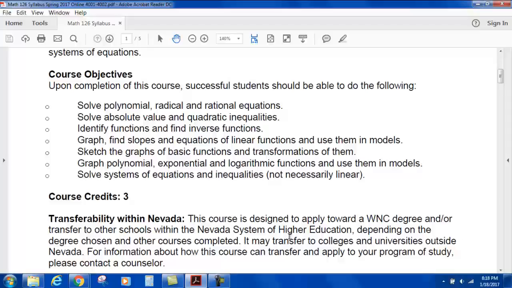Upon completion of this course, successful students should be able to do the following: solve polynomial, radical, and rational equations, solve absolute value and quadratic inequalities, identify functions and find inverse functions, graph, find slopes and equations of linear functions and use them in models, sketch the graphs of basic functions and transformations of them, graph polynomial, exponential, and logarithmic functions and use them in models, solve systems of equations and inequalities, not necessarily linear though. So we see that when we do some substitutions.